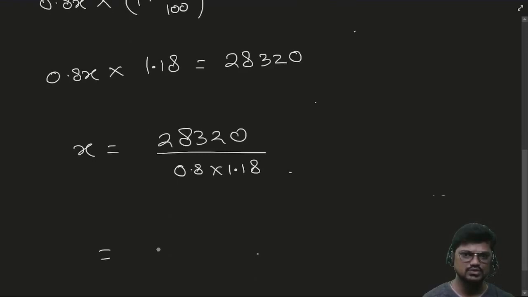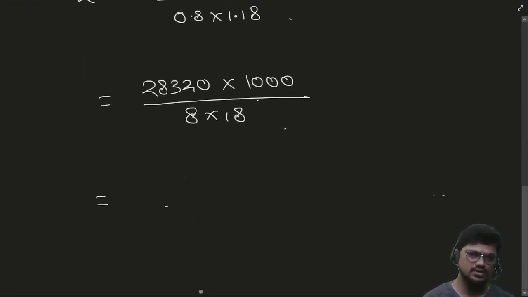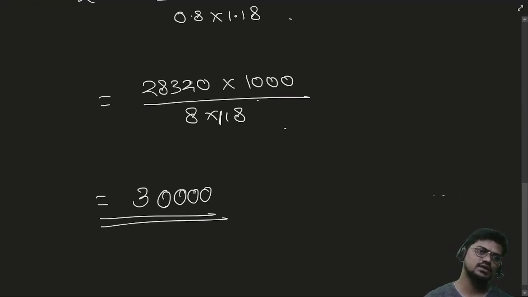Okay. If you write three more zeros over here, multiplying by 1000, you will get 8 into 118. Over here, I'm using a calculator. That is 28320 divided by 118 equals, and divided by 8 equals. If you solve this, you will get 30,000. So that's the least price of the computer.